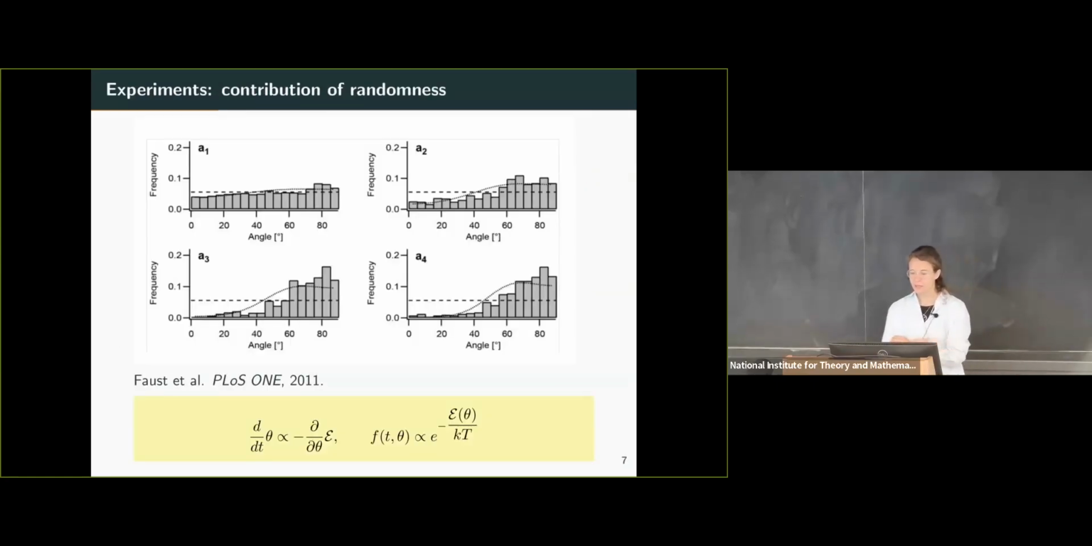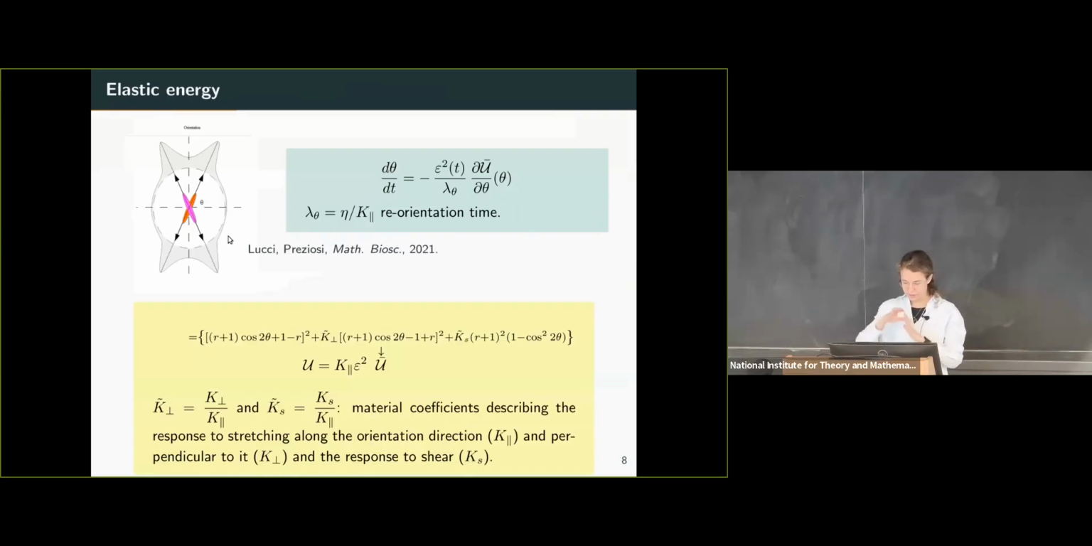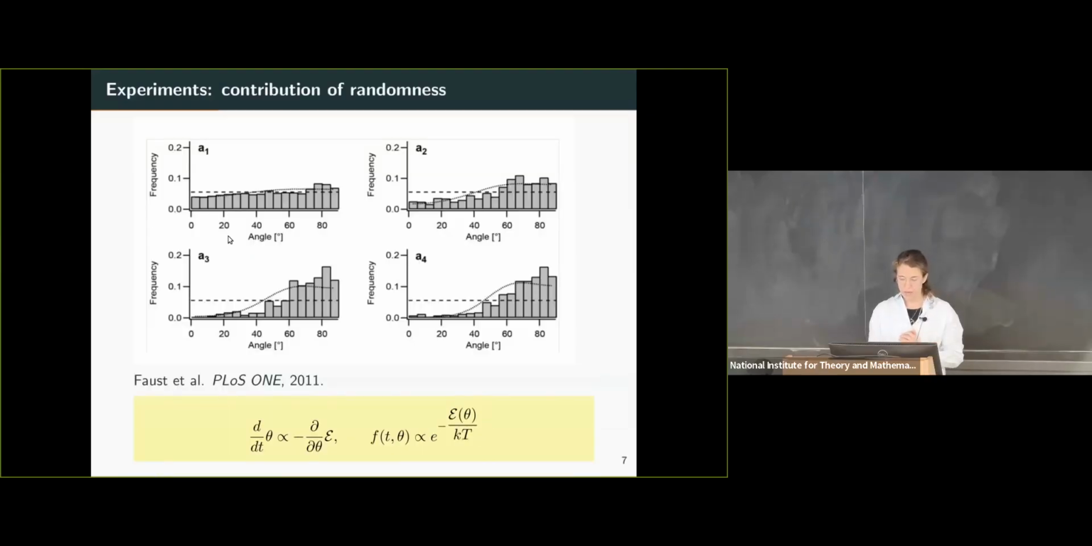So if you look at the statistical distribution, you can get, for various parameters, different distributions of the orientation. This is the case in which you can stretch in both directions. So you essentially have 4 possible equilibria, and you observe in your experiment 0 and 90 degrees.